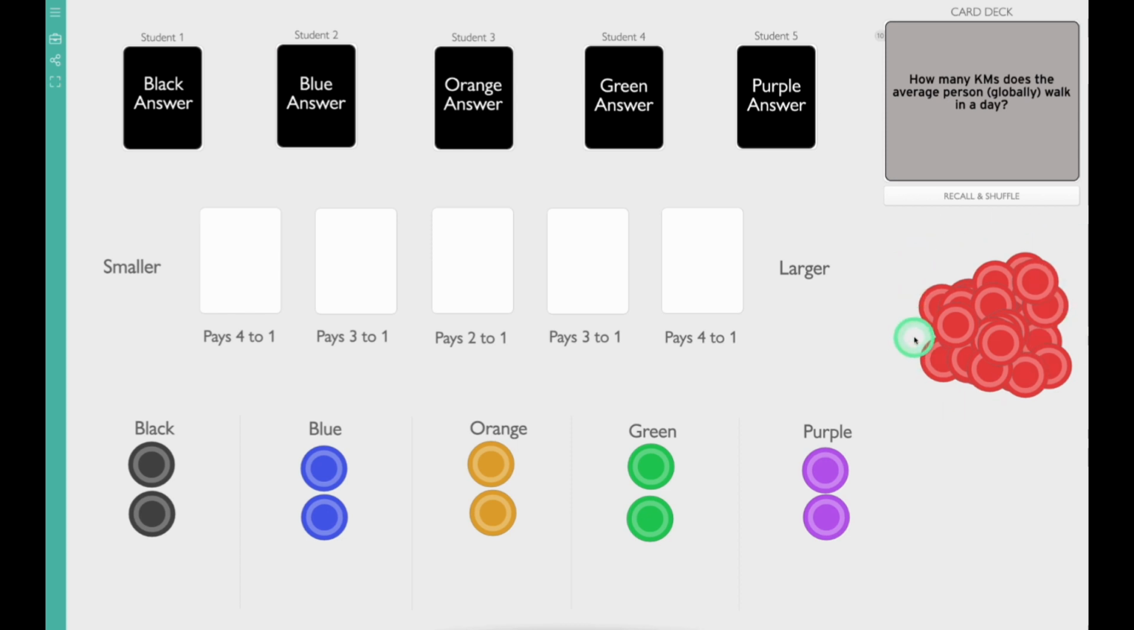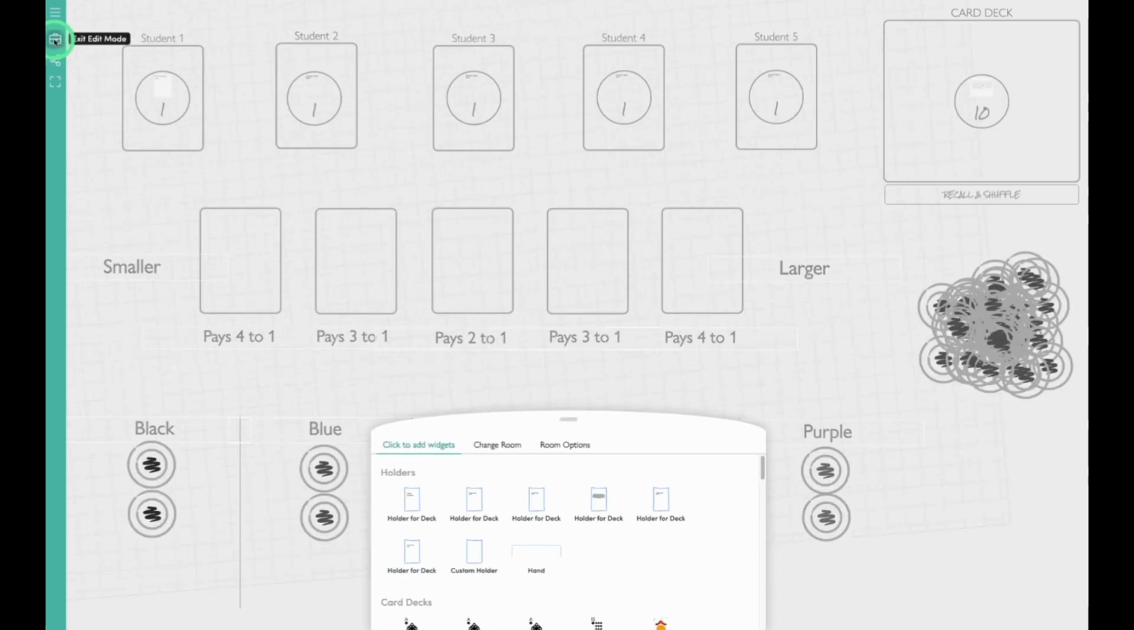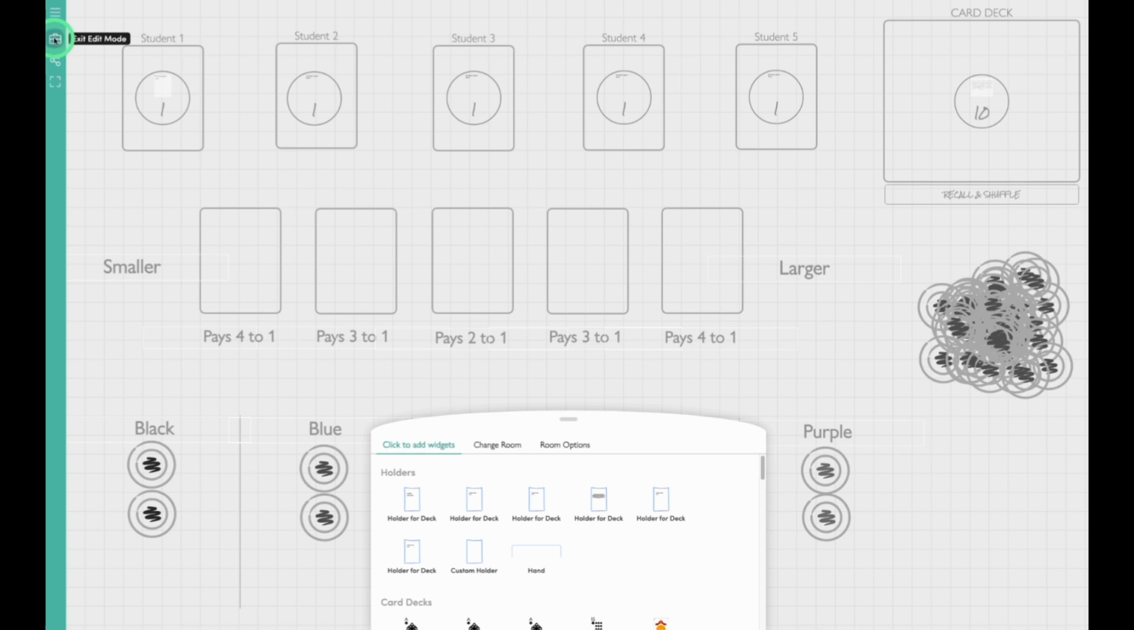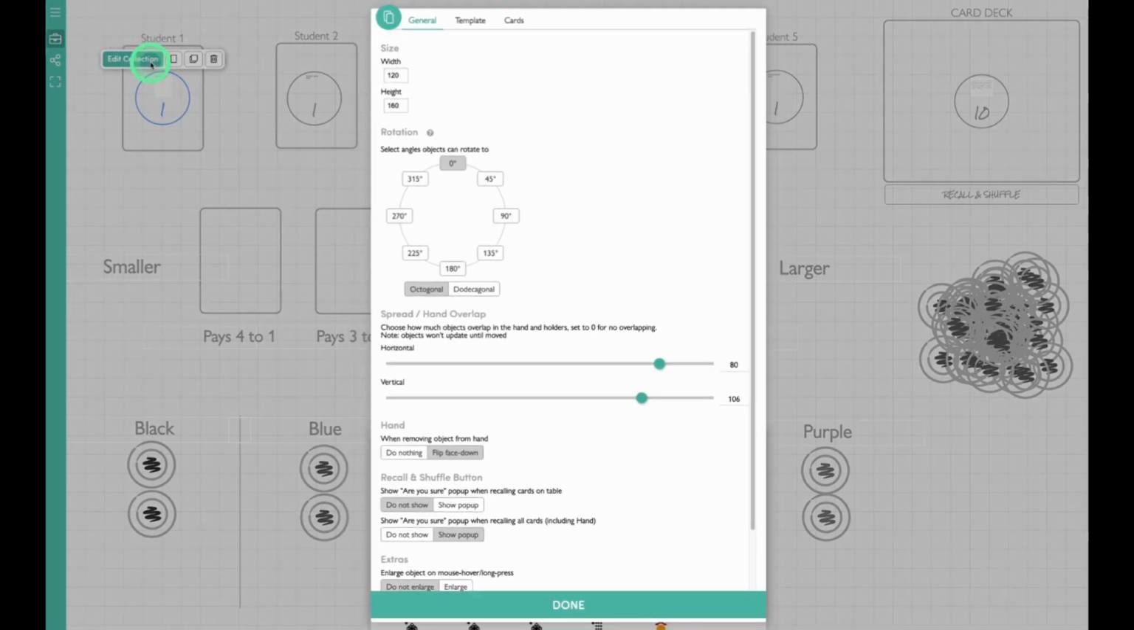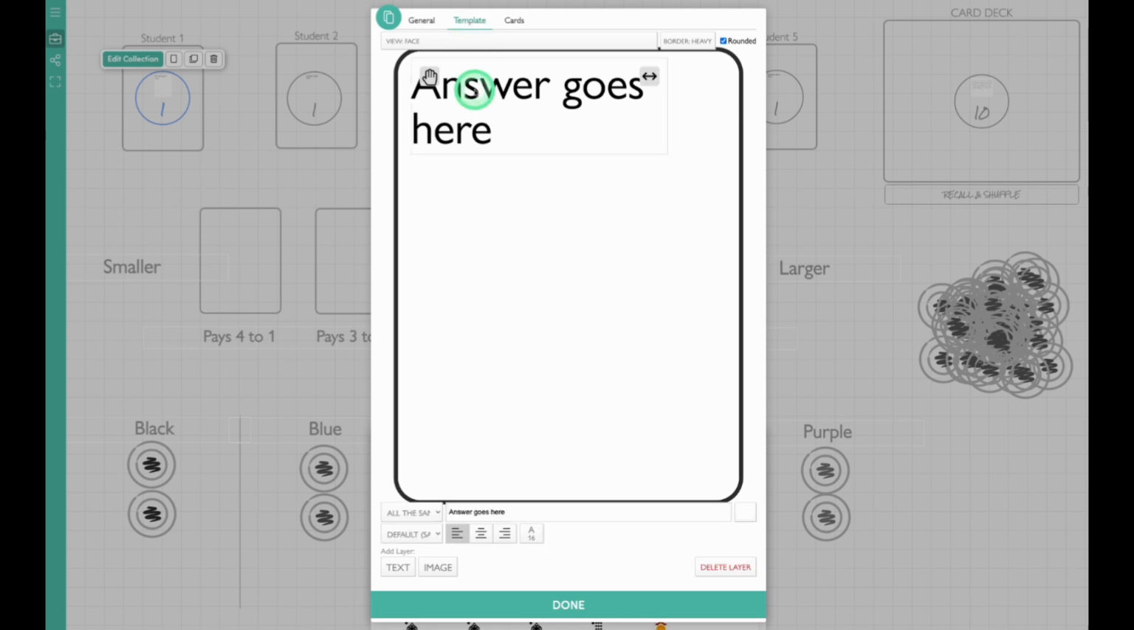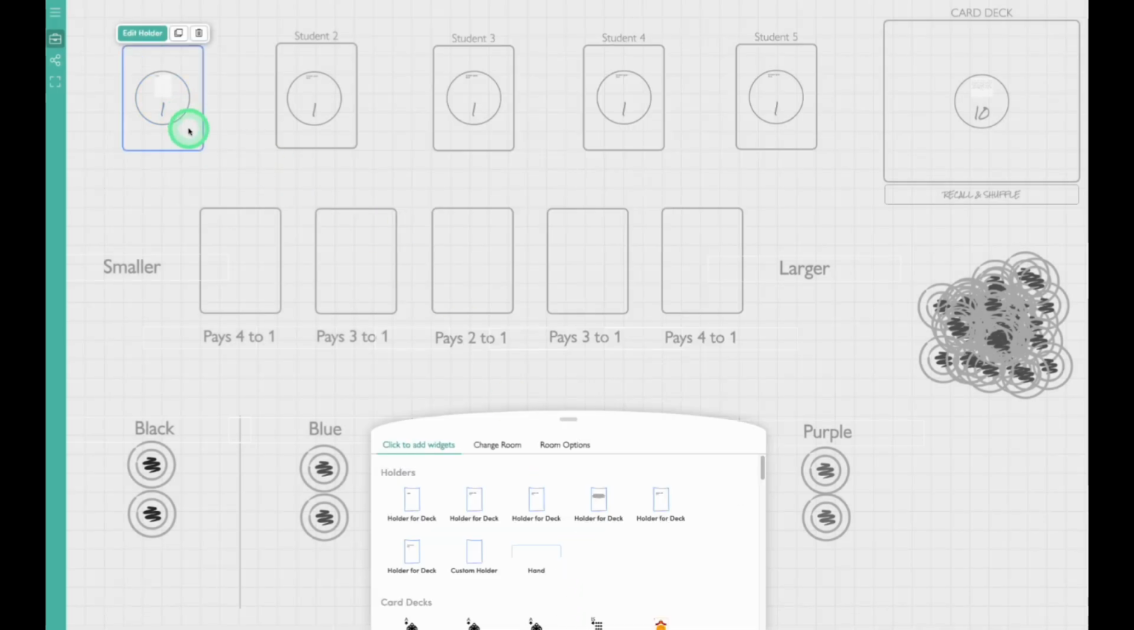Remind your players to send their guesses in the Zoom chat, and you can write the players' guesses on their respective answer cards in the editing tool once they've sent them in. For example, if a student using the black color said their estimate was 1,000, you can click on the Edit Table toolbox icon over here, click within the circle, click Edit Collection, Template, click on the text, then type in 1000. Note that if you click outside of the circle, it will take you to editing the holder, which has no option to change the displayed text.